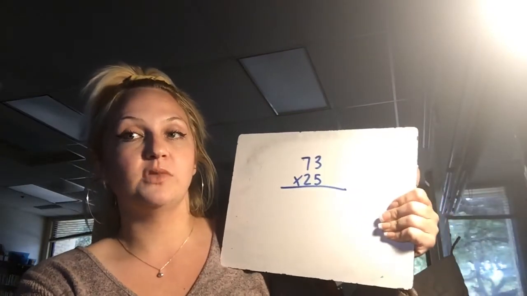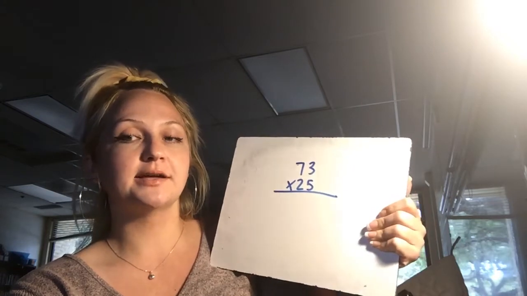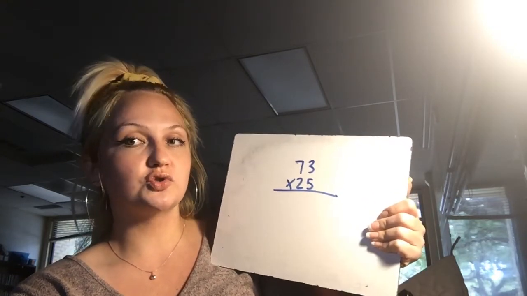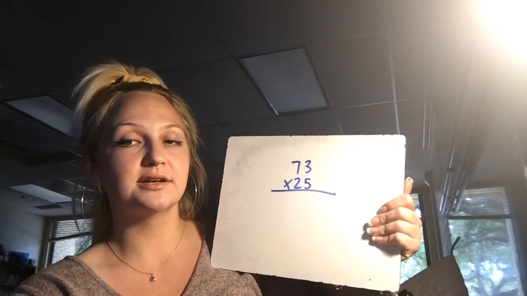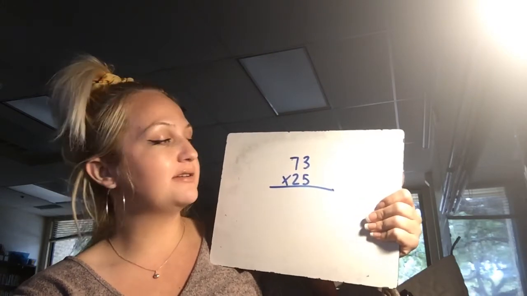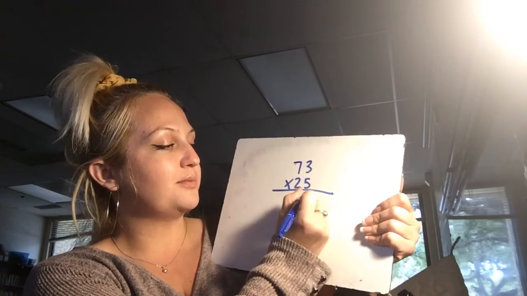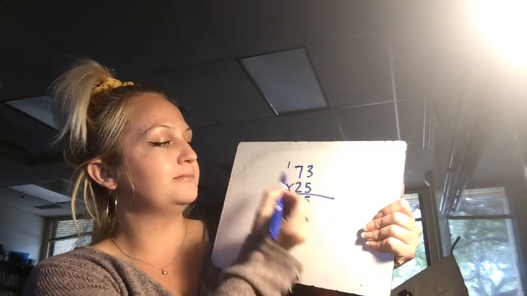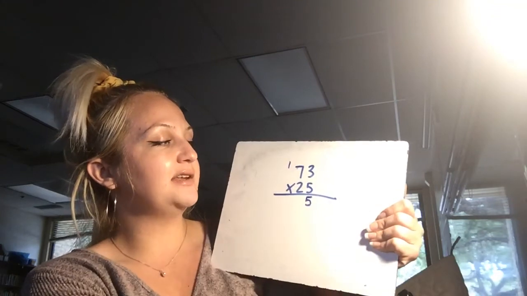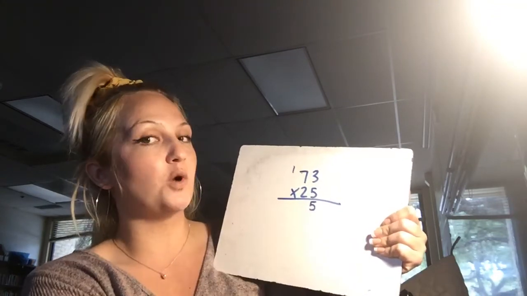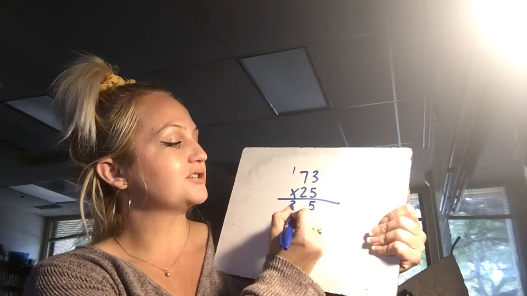One more. 73 times 25. You can write it with me. 73. Write it in your little math journals or with your dry erase markers. 73 times 25. 5 times 3 is 15. I'm going to put my 5 and carry my 1. 5 times 7 is 35. Plus 1 is 36.